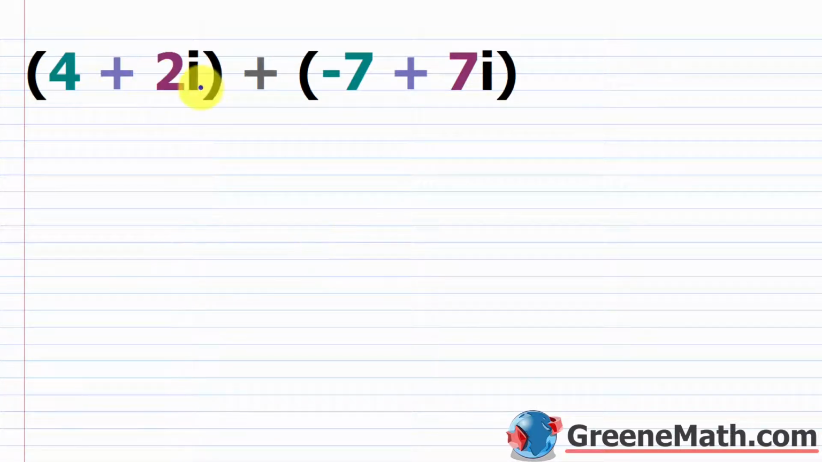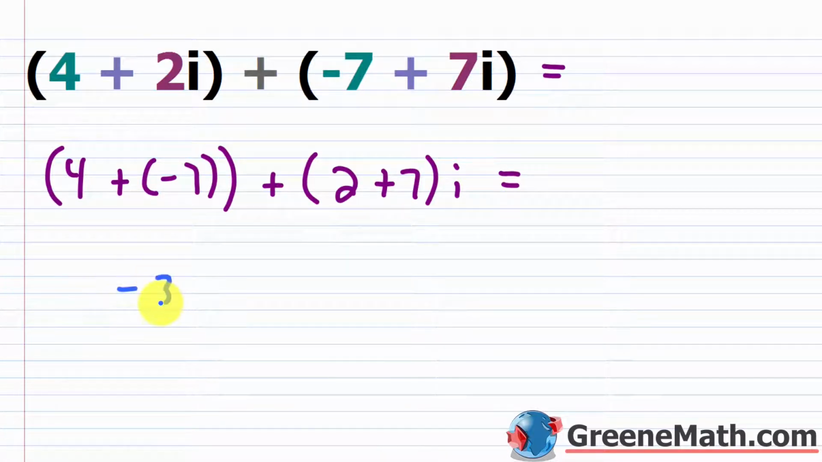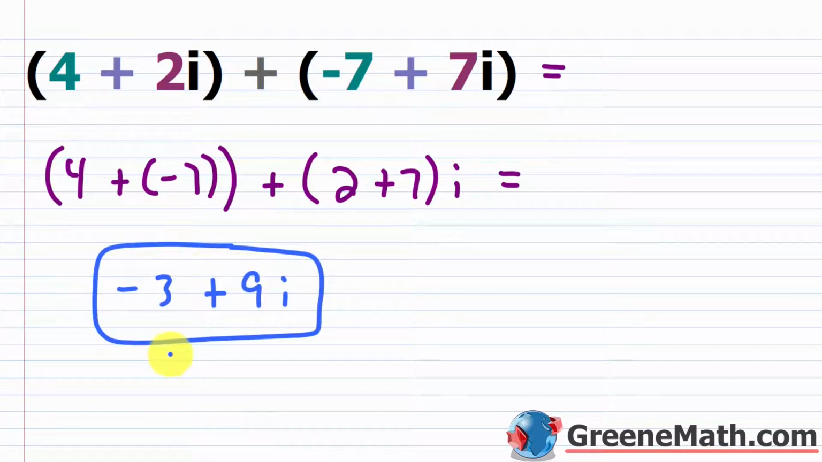So we have 4 plus 2i plus we have negative 7 plus 7i. Okay, so what do we do? We add the real part, so 4 plus negative 7. Let me show this. So 4 plus negative 7, okay? And let me put a parenthesis there, and then plus, you add the imaginary parts, so 2 plus 7, okay, then times i out here. And let's go ahead and simplify this. So 4 plus negative 7 is negative 3, and then plus 2 plus 7 is 9, and then times the imaginary unit i. So this is your answer here, and it's in standard form, so negative 3 plus 9i.